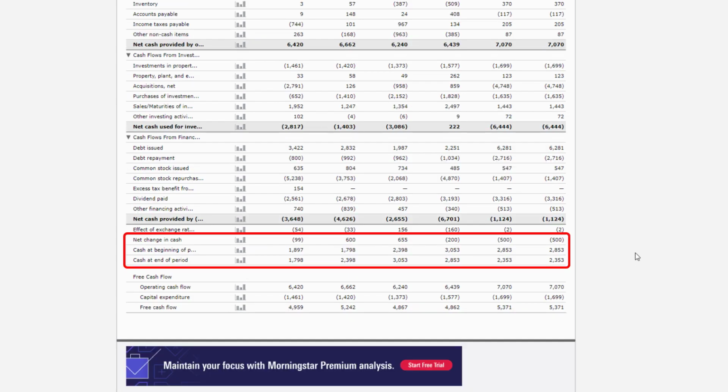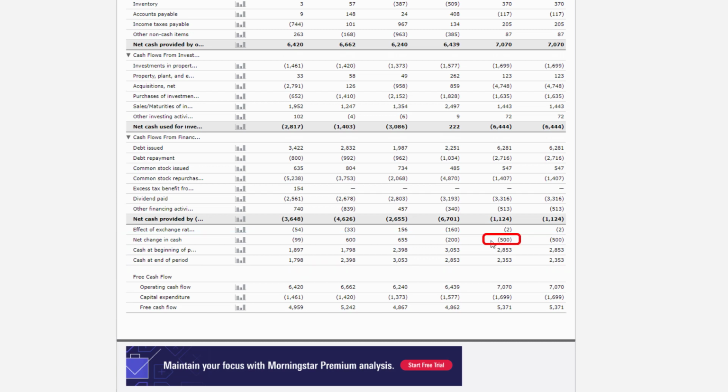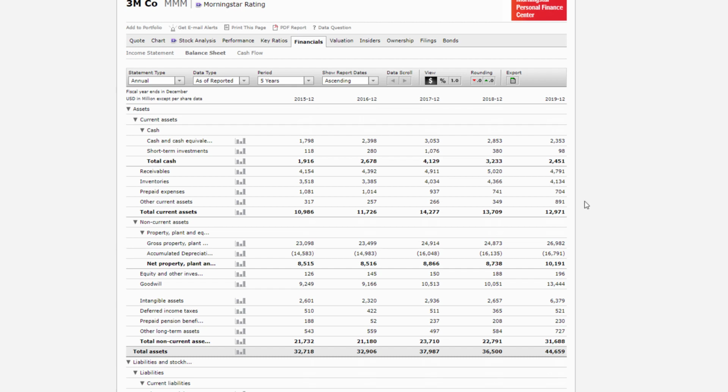Now on to the bottom part, and that is how we can explain the difference of the cash balance on the balance sheet between 2018 and 2019. You can see here that the net change in cash was negative 500 million for 3M in 2019. At the start of 2019 there was a cash balance of 2.8 billion, and at the end of 2019 there was a cash balance of 2.3 billion, so a difference of 500 million. If we go back to the balance sheet, we can see the same numbers. The 2.8 billion in cash in 2018 and the cash balance of 2.3 billion at the end of 2019.